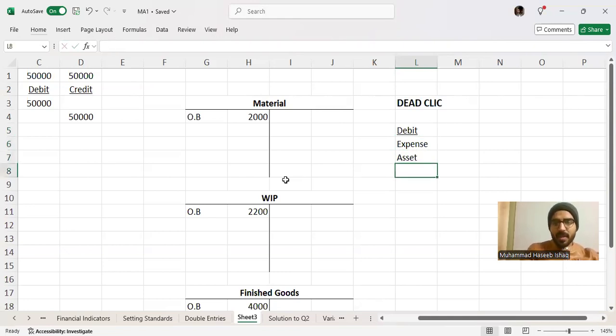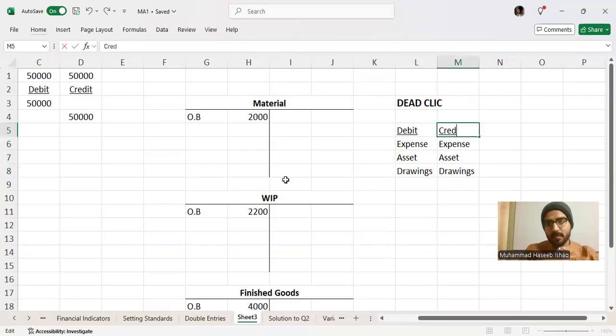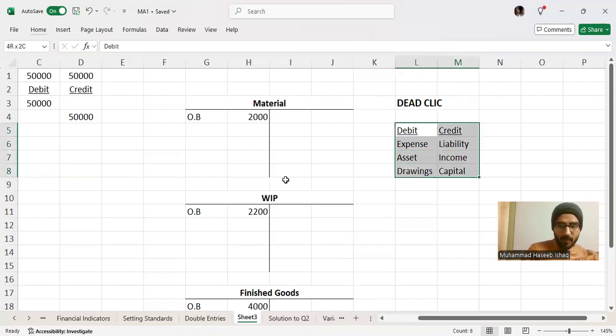So debit: asset, expense, and drawings. And then there is credit. So D for debit, E for expense, A for asset, D for drawings, and then we have the click. C stands for credit, L stands for liability, I stands for income, and C stands for capital. So you can remember it like this: dead click. So what does this mean?